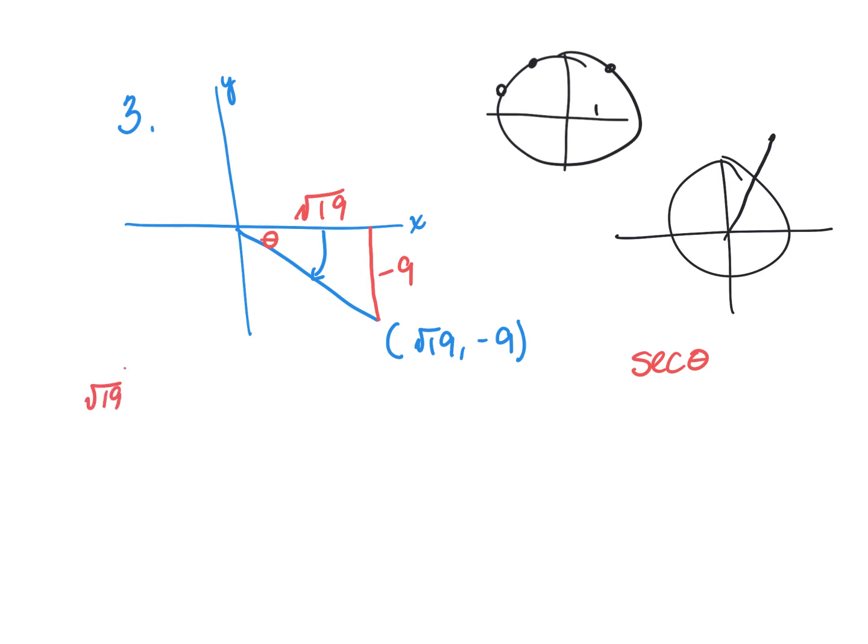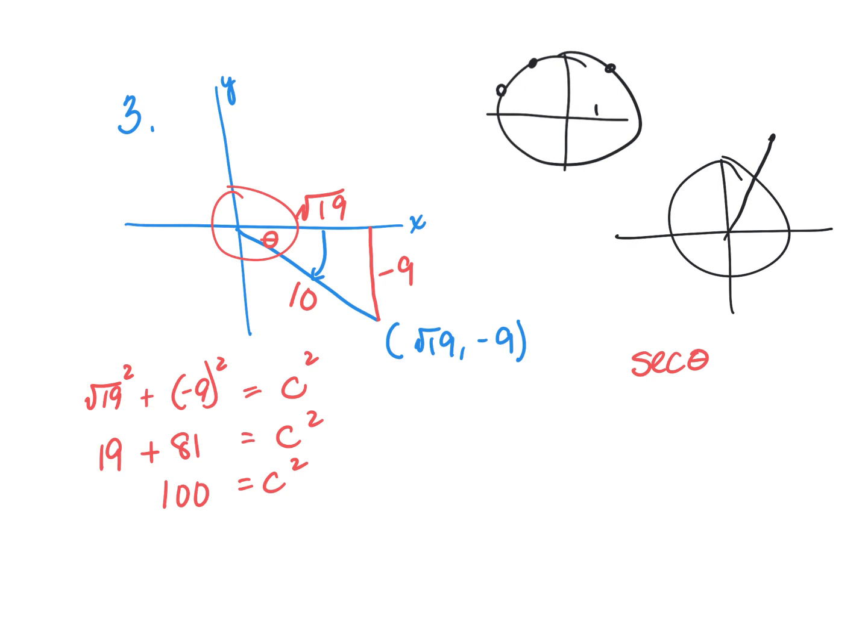Root 19 squared plus negative 9 in parentheses squared equals c squared. And you're going to leave it in radical form. So this is going to be 19 plus 81 equals c squared. That's 100 equals c squared. And c equals 10. You can see that's not on the unit circle. If this point was on the unit circle, your hypotenuse would have been 1.